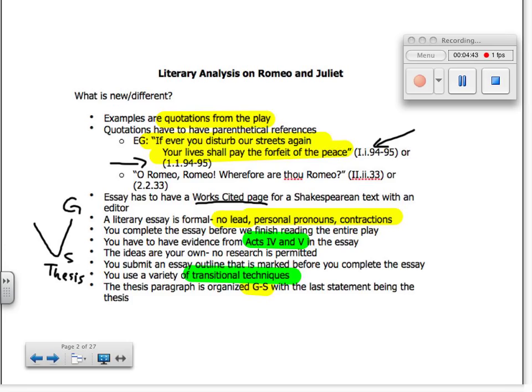Any questions? Emma. For this citing, is it the act, scene, line. Right?